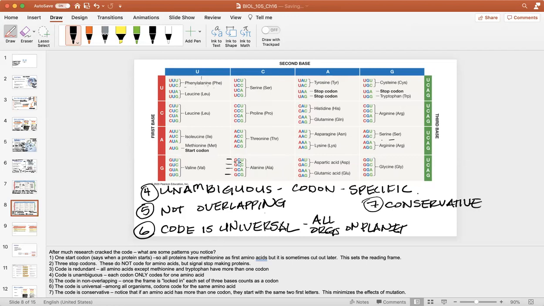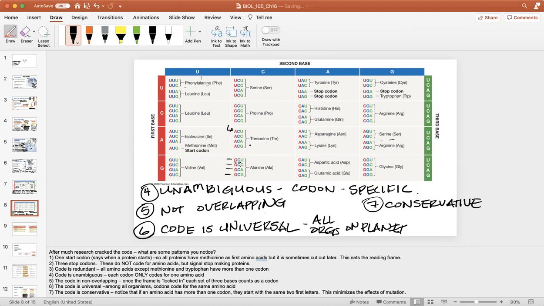Okay, so notice that if an amino acid has more than one codon, they start with the same first two letters. So for example, we'll go back here and look at threonine. Threonine has four different codons: ACU, ACC, ACA, ACG. Notice that they all begin with A and C.